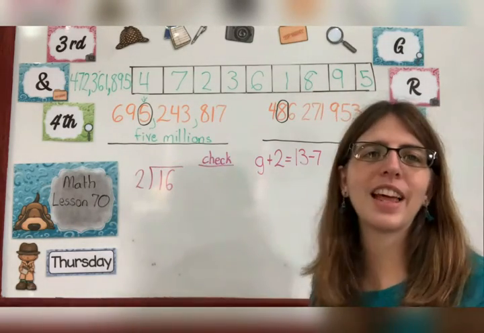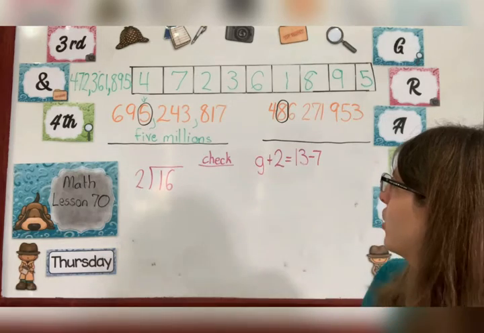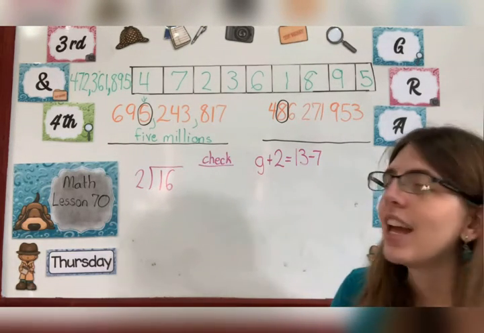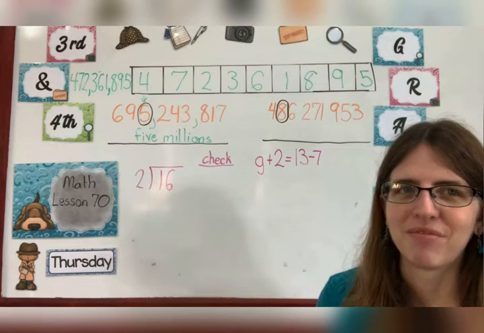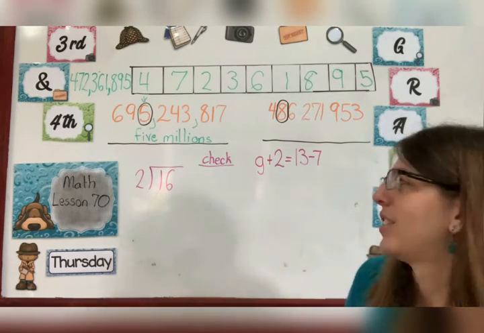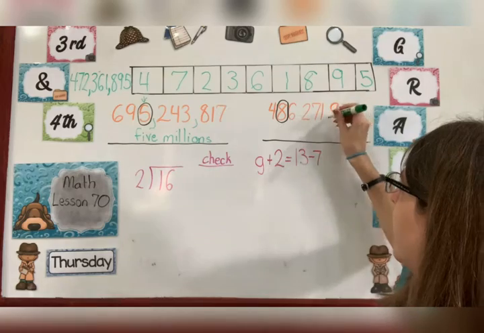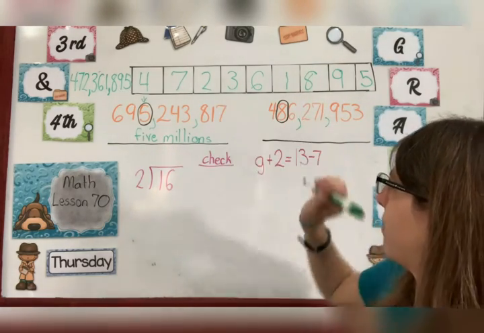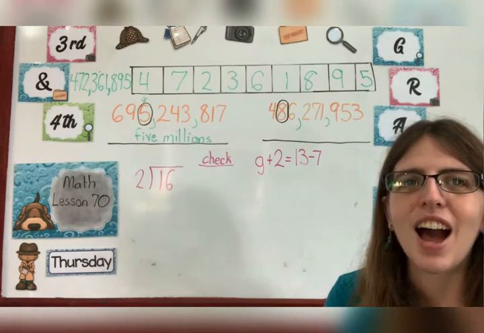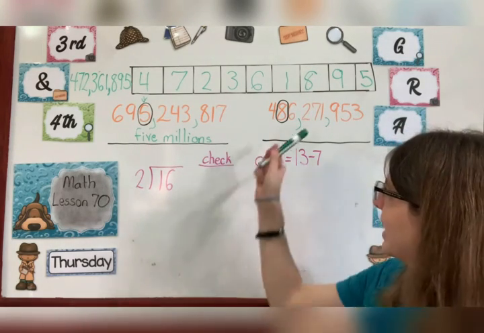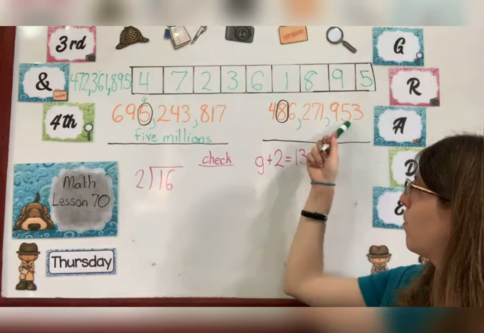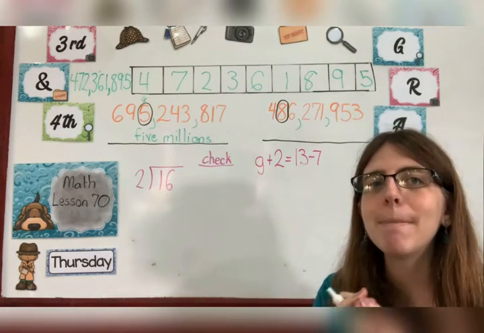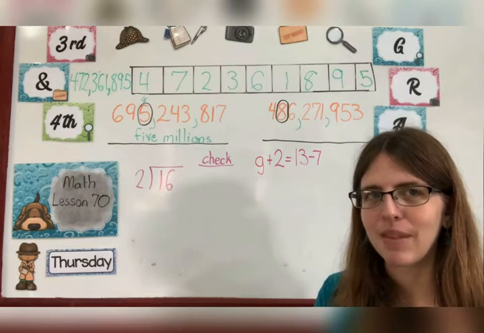All right, let's try letter B. 486,271,953. Let's put our commas in first. 1, 2, 3, comma. 1, 2, 3, comma. Very good. All right, now let's look at this 8. It's in the 1, 2, 3. It's in the third group, so it's in the millions place.